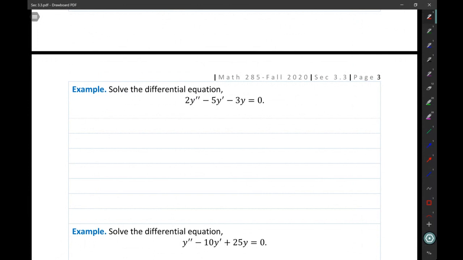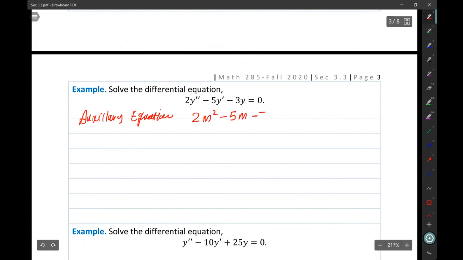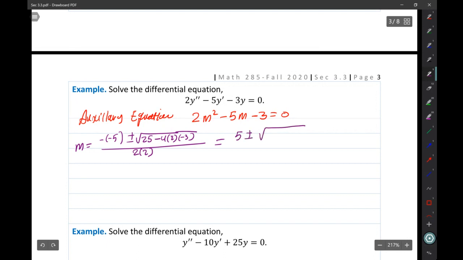The first thing I have to do is write down the auxiliary equation. What's the auxiliary equation here? It is 2m squared minus 5m minus 3 is equal to 0. The solution for this auxiliary equation: m equals minus b plus or minus the square root of b squared, 25, minus 4 times a times minus 3, divided by 2a, which is 2 times 2. Minus b becomes 5, plus or minus the square root of 25 plus 24, which is 49, divided by 4. So that becomes 5 plus or minus 7 divided by 4.